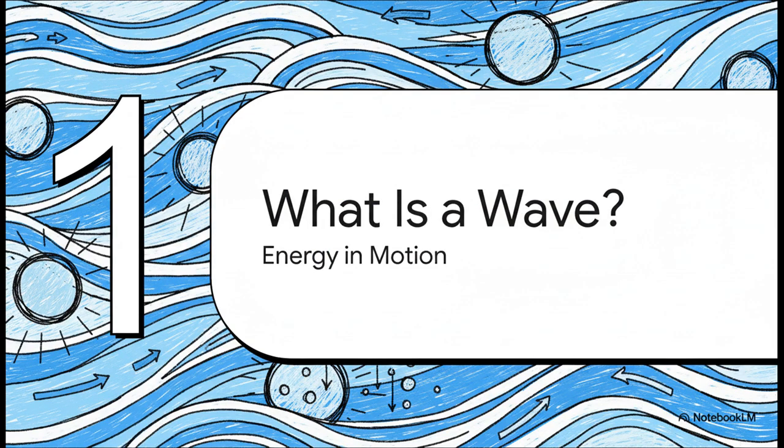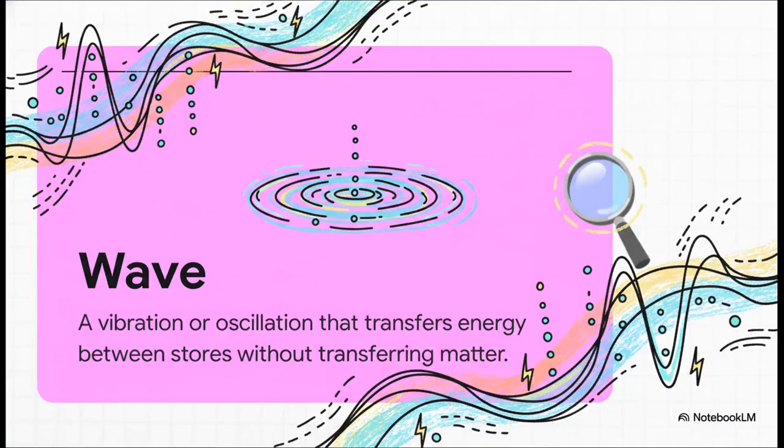All right, Section 1. What is a wave? Before we get into all the different kinds and how we measure them, we've got to nail down this core concept of energy in motion. Okay, this right here is the single most important definition we're going to cover today. A wave is a vibration, an oscillation that transfers energy, not matter.